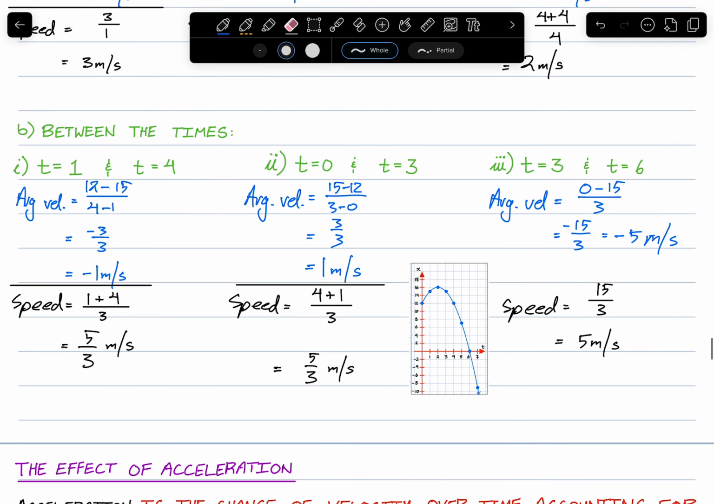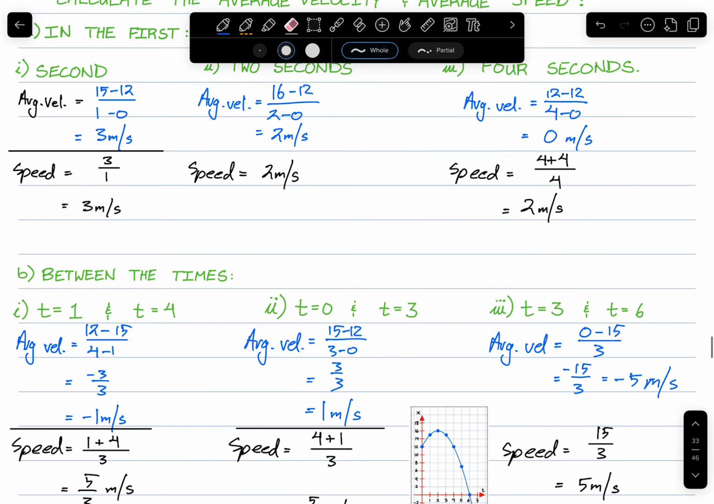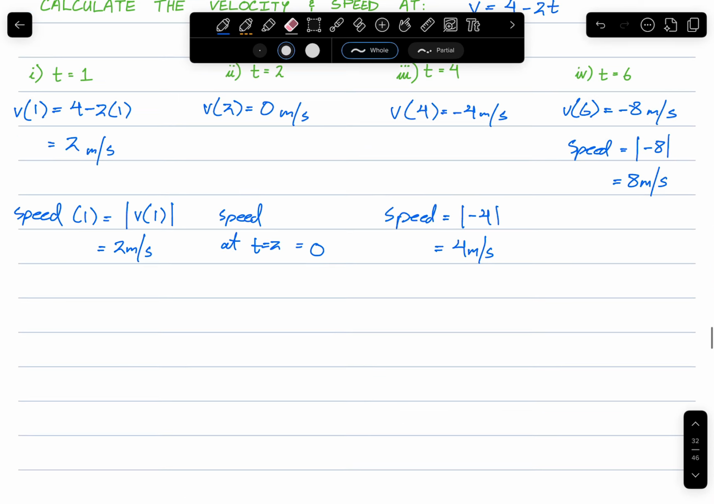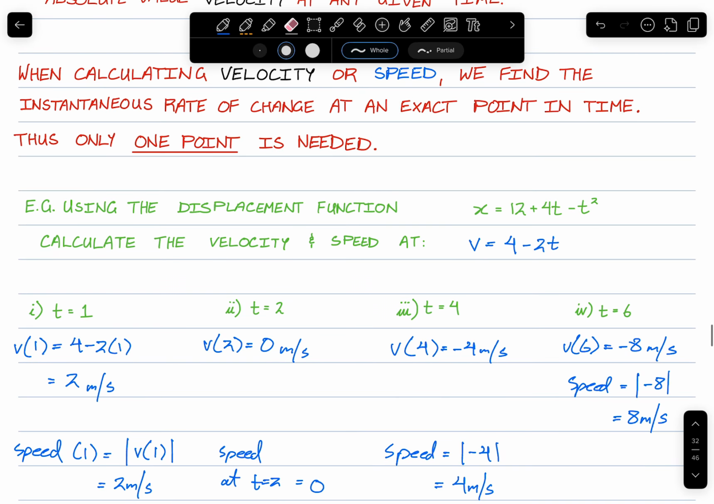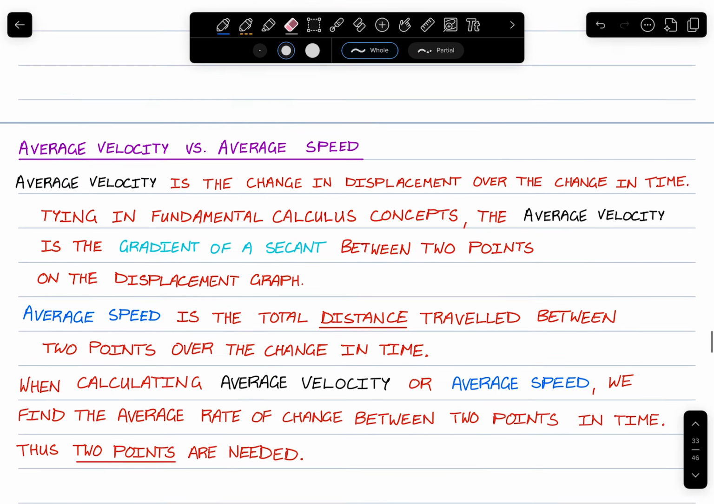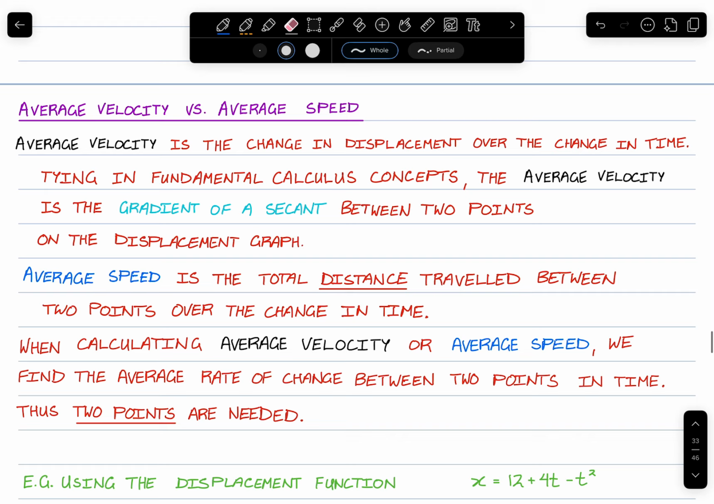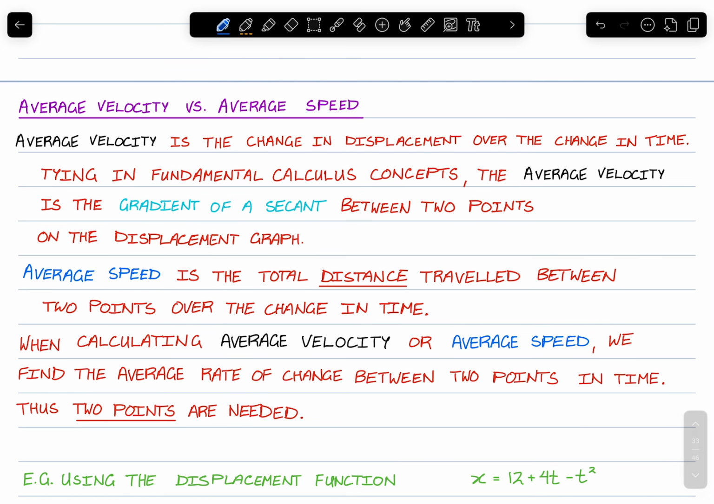In any case, I hope that's giving you an insight into comparing velocity, instantaneous velocity and instantaneous speed versus average velocity and average speed.